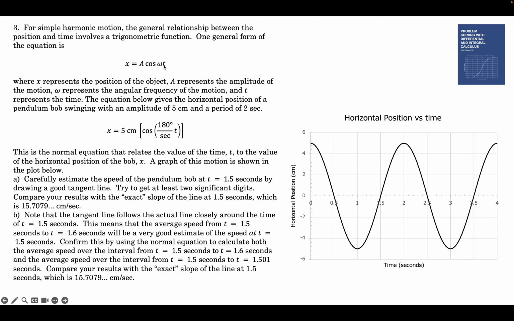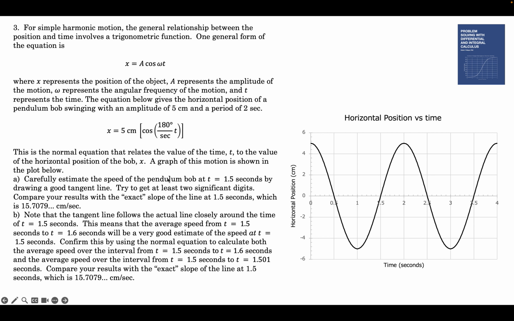Of course, it could be sine either. You can also have a phase angle in there, not important. X is the position of the object. A is the amplitude of the motion, omega is the angular frequency, and t is the time. Here is a graph of position versus time given by this normal equation. Actually given by this specific equation, x is 5 centimeters cosine 180 degrees per second times the time.